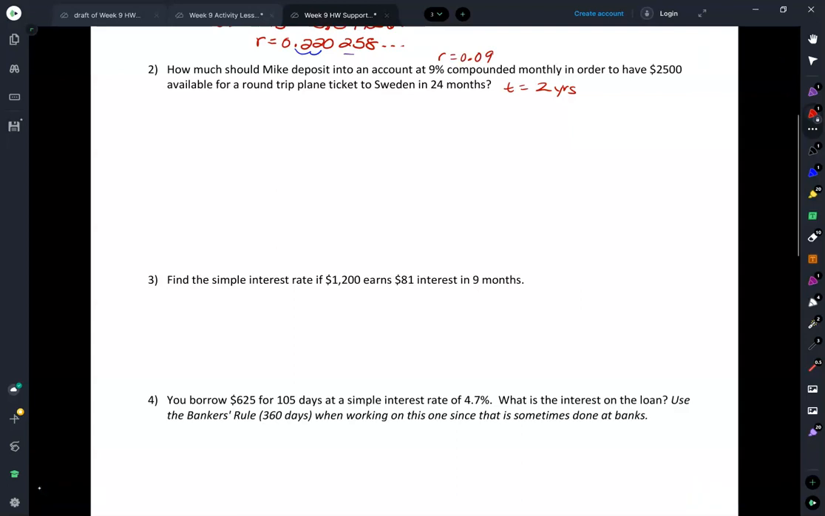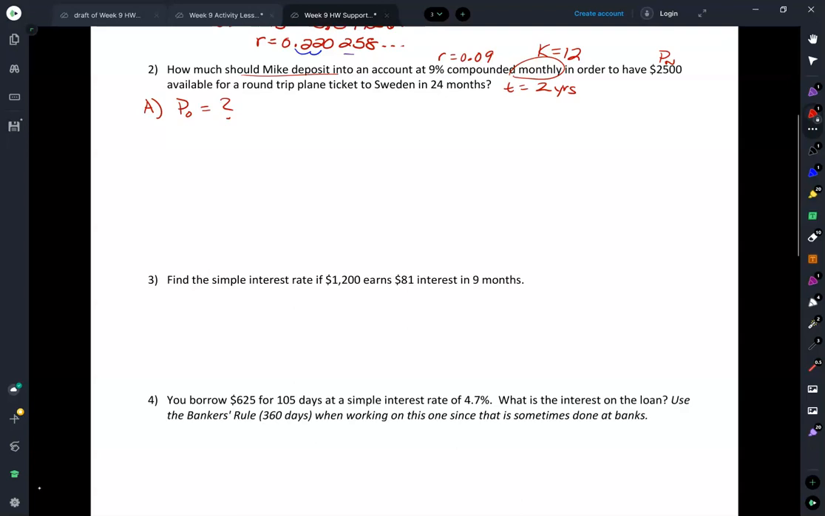To have 2,500, that's going to be my end amount, my P sub N. What else do I have? Oh, I have that it's compounded monthly. So my K would be 12, because that's the number of compounding periods in 1 year. And then what am I trying to find is how much should he deposit now? So I can just write P sub 0 equals question mark if I want to be kind of quick with that.